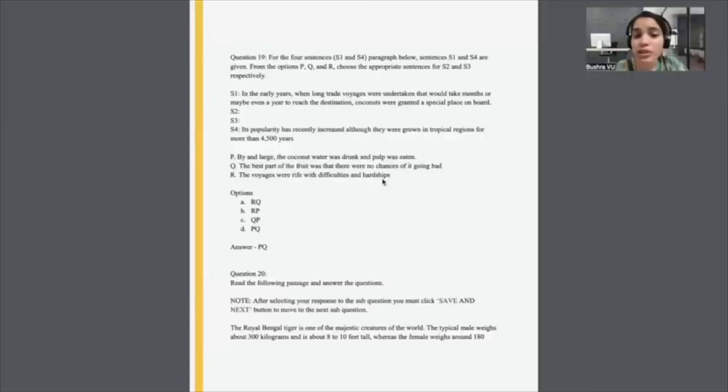No, it is not even talking about the difficulties, the hardships, or the journeys. Here, it's only talking about the fruit, even in the last sentence. That's why the correct answer option is Q, and the right answer is going to be D because PQ.